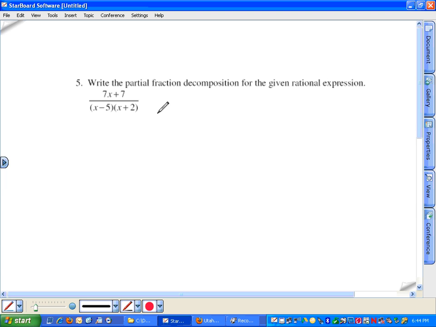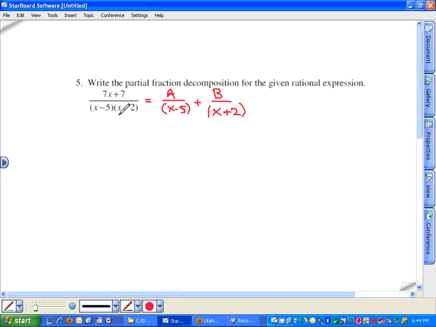Okay, partial fraction decomposition. There were a few different cases. This happens to be case 1, where the denominator is a product of distinct linear factors. So the form of the partial fraction is a over x minus 5 plus b over x plus 2. This is the form of the partial fraction.